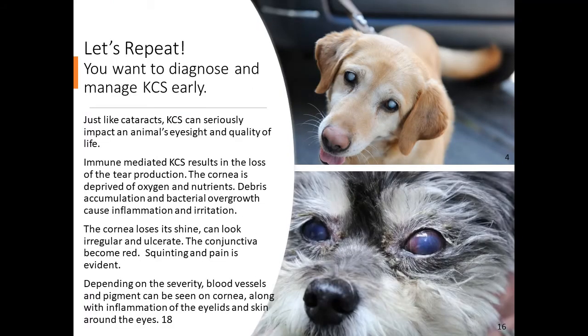Let's repeat. You want to diagnose and manage KCS or dry eye early. Just like cataracts, KCS can seriously impact an animal's eyesight and quality of life. Immune-mediated KCS results in the loss of tear production. The cornea is deprived of oxygen and nutrients, debris accumulation and bacterial overgrowth cause inflammation and irritation, the cornea loses its shine, can look irregular and ulcerate, the conjunctiva becomes red, squinting and pain is evident. Depending on the severity, blood vessels and pigment can be seen on the cornea, along with inflammation of the eyelids and skin around the eyes.